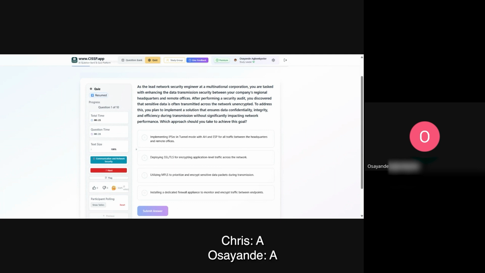As the lead network security engineer at a multinational corporation, you are tasked with enhancing the data transmission security between your company's regional headquarters and remote offices. After performing a security audit, you discovered that sensitive data is often transmitted across the network unencrypted. To address this, you plan to implement a solution that ensures data confidentiality, integrity, and efficiency during transmission without significantly impacting network performance. Which approach should you take to achieve this goal?